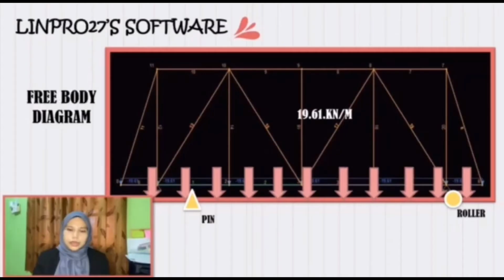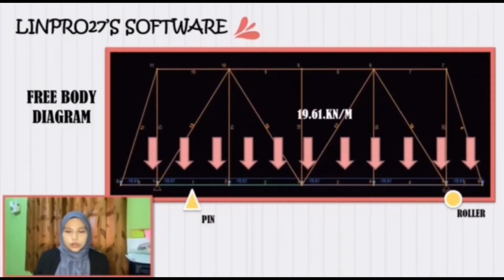Thank you. Next, I will continue on the result of LIMPO software. So this is our free body diagram of the plane truss. We use the pin and roller support so that our bridge is stable, and we put the uniform distributed load for the overall length of the plane truss as 19.61 kilonewton.